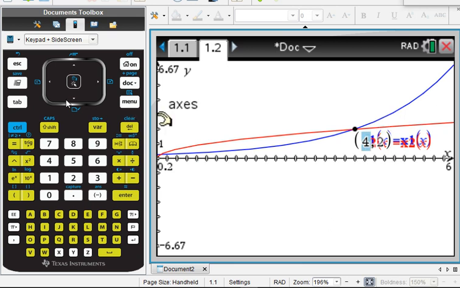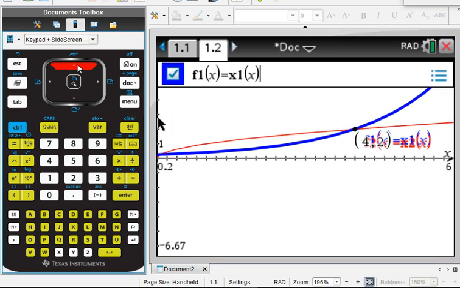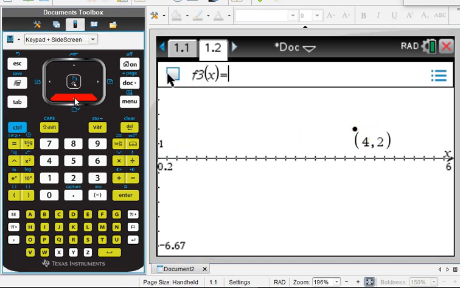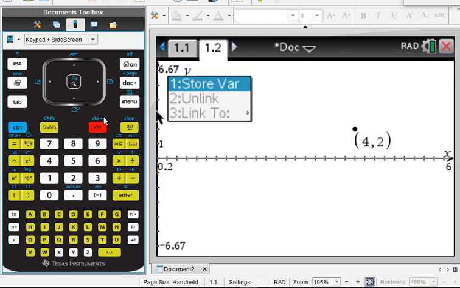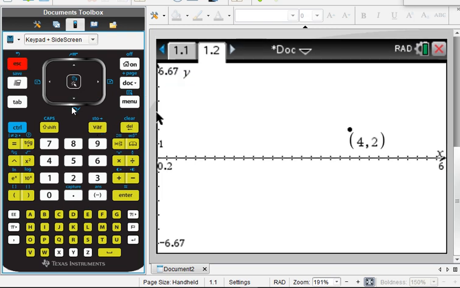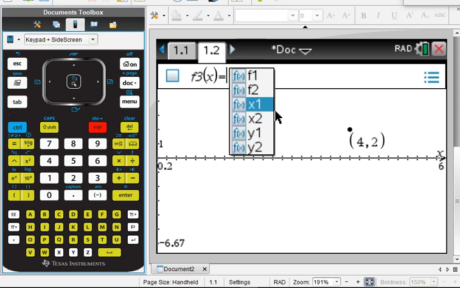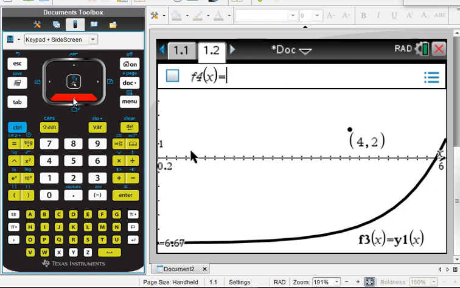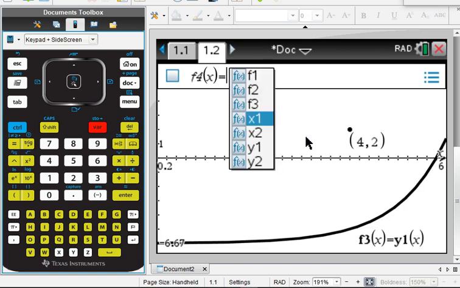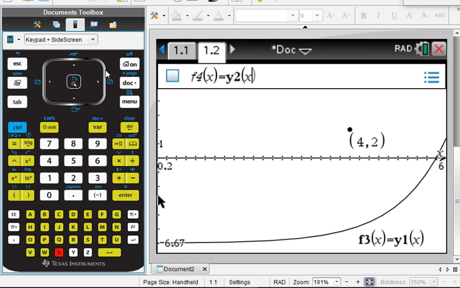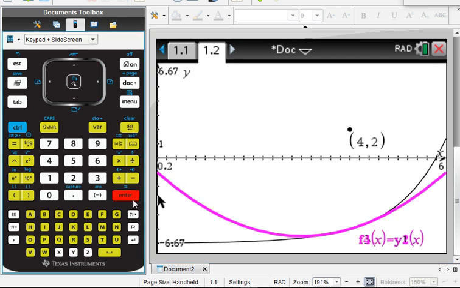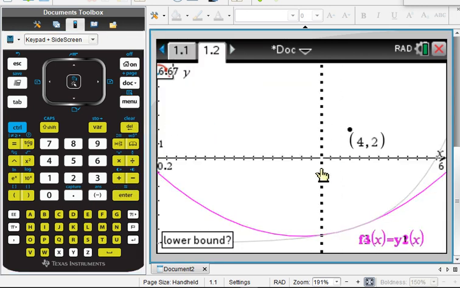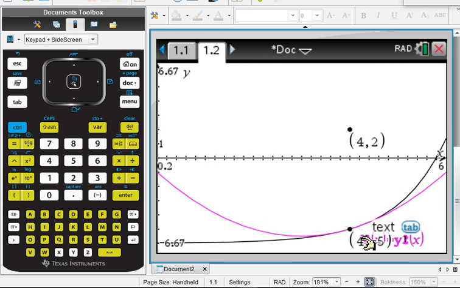And then you can go tab. You can uncheck these two. You can open up a new window too if you want, or just uncheck these two. It's probably easier. And then for F3, go var, type var, y1 of x. Down, and then F4, var, y2 of x. Enter, and just see where these intersect. So menu, analyze graph, intersection. Lower bound over here, upper bound right there, and you can see they also intersect right at 4.